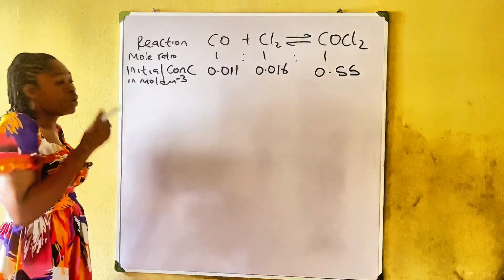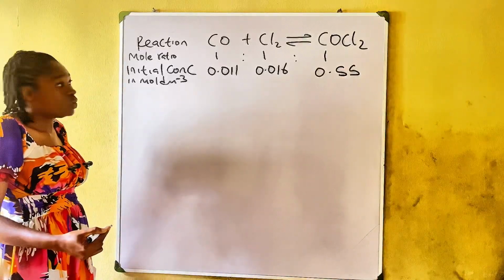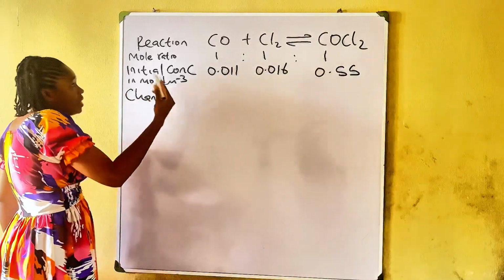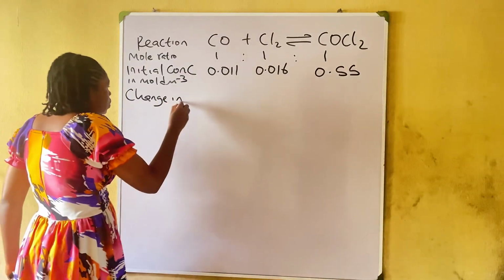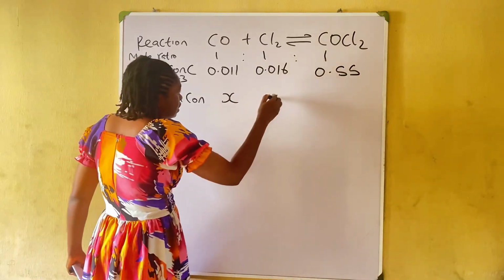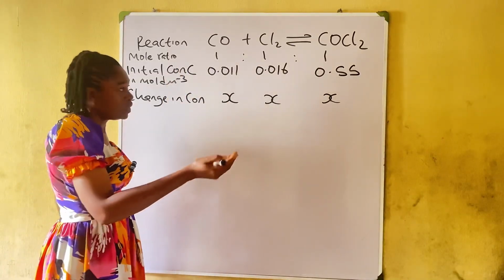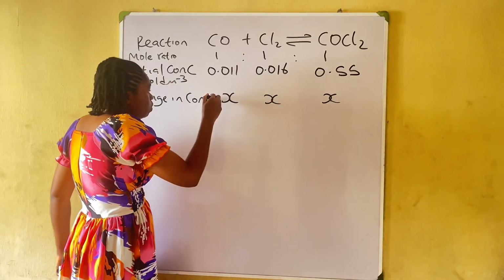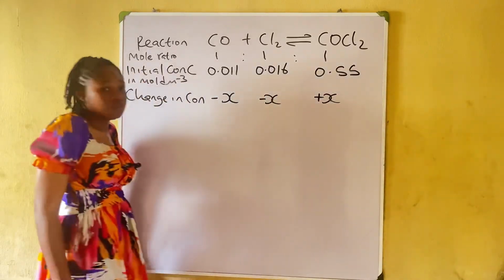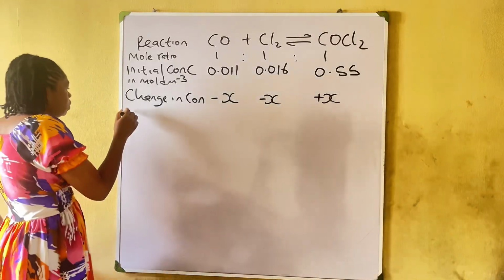In that question, we are not given the amount that reacted, so we can let it be S. Change in concentration is the amount of the reactant that reacted. So let it be S and let it be S. Because reactant will disappear and product is going to appear, use minus for disappearance of reactant, and add plus for appearance of product. Next thing we're going to look at is equilibrium concentration.